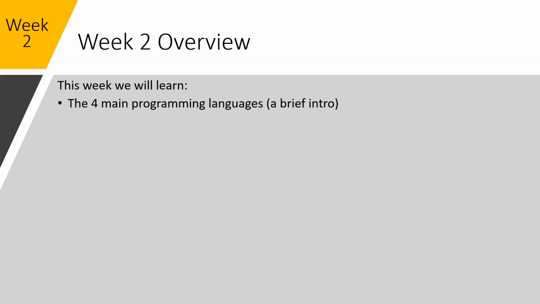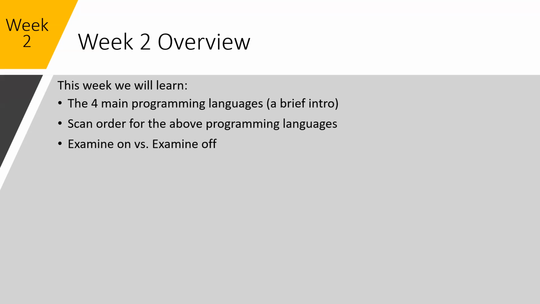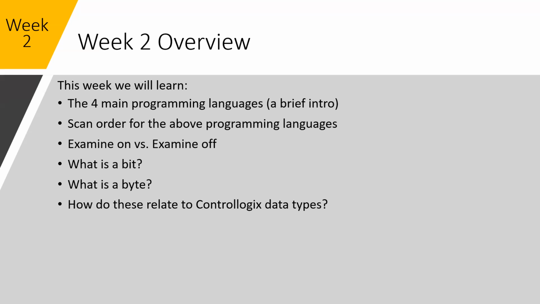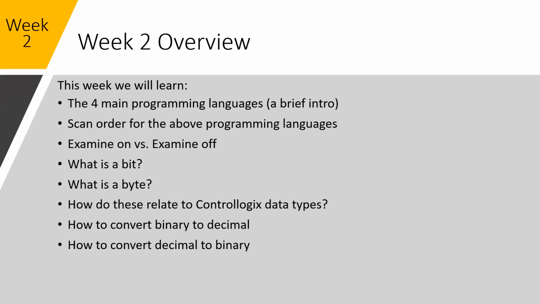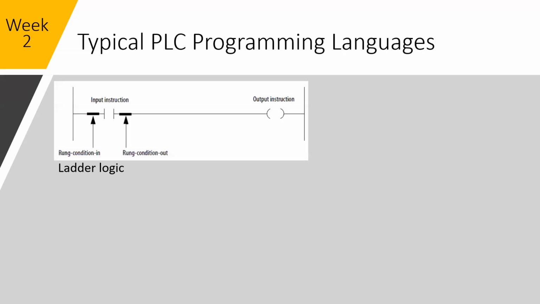Okay, so now that I'm finally sharing my presentation, we're going to go over the four main programming languages you're going to find in most of your industrial controllers, the scan order of those languages, examine on versus examine off bits, what is a bit, what is a byte, how these relate to ControlLogix data types, what are data types. We're going to do some converting, binary to decimal, decimal to binary.